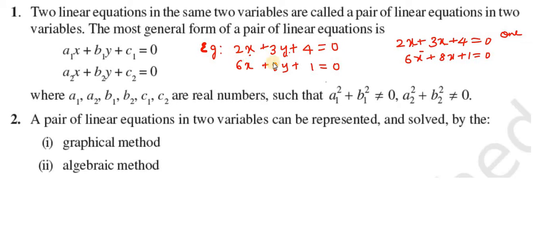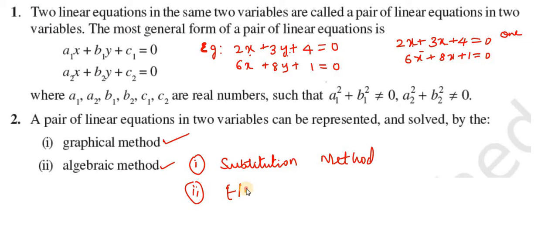We can find the x and y values in four methods. Of those four methods, one is the graphical method and the remaining three are algebraic methods. In the algebraic methods we have the substitution method, the elimination method, and one more, the cross multiplication method.